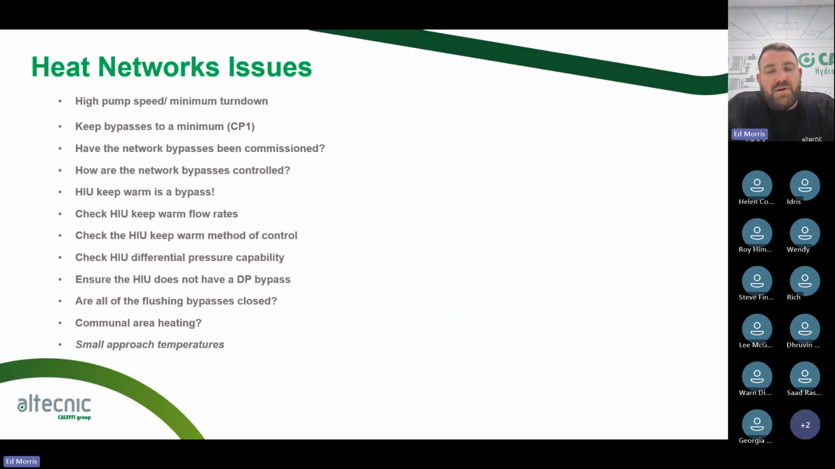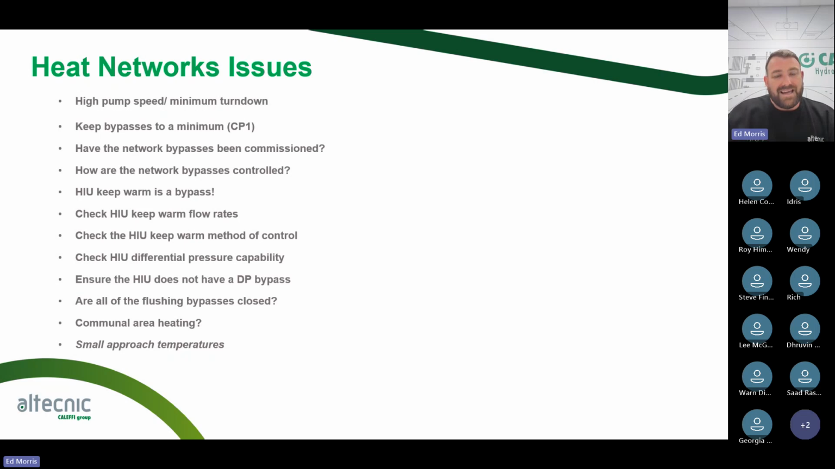Keep bypasses to a minimum. Refer back to CP1. What does it state? A bypass is just an open loop between a flow and a return. We need to keep them as small as possible. If you are using bypasses, have they been commissioned, or are they being commissioned? How are the network bypasses controlled? Are you using thermal control? Are you using differential bypasses? I've seen them as crude as people using a ball valve and cracking it half open, stuff like that. So you've got to make sure your bypass control is correct.